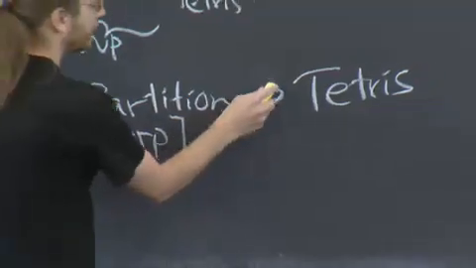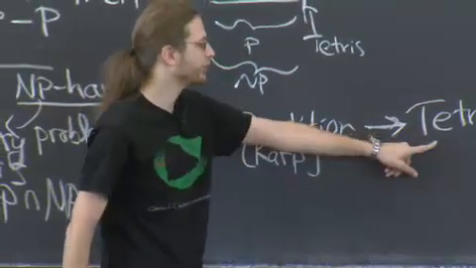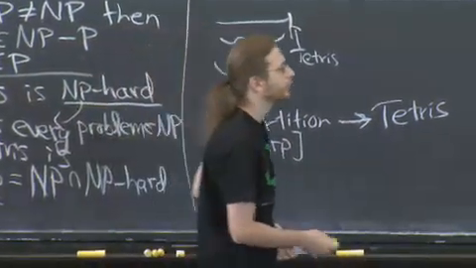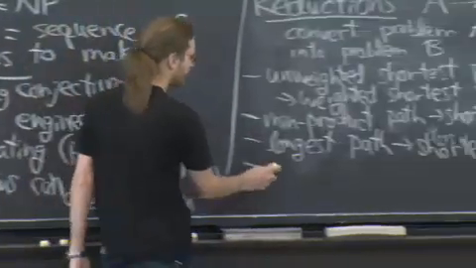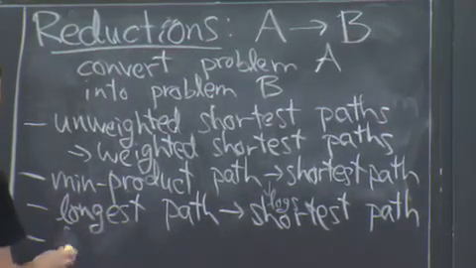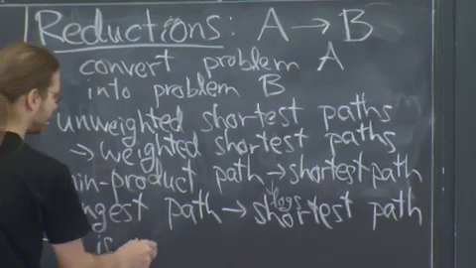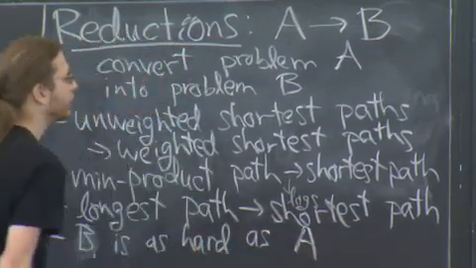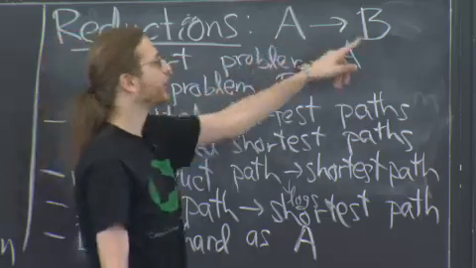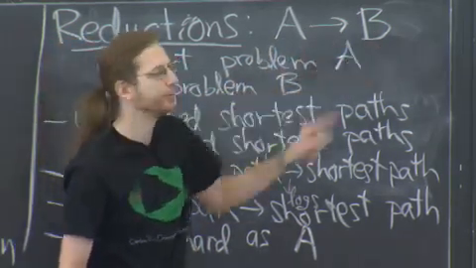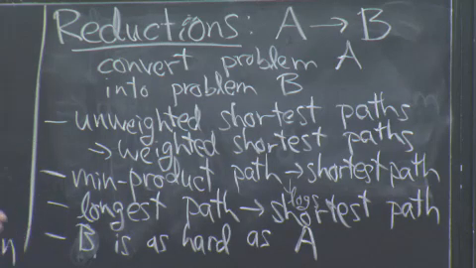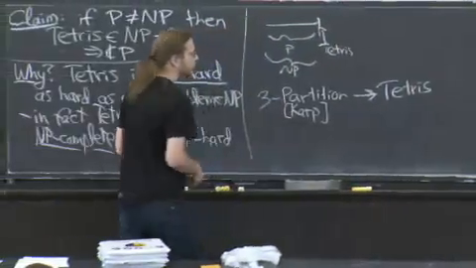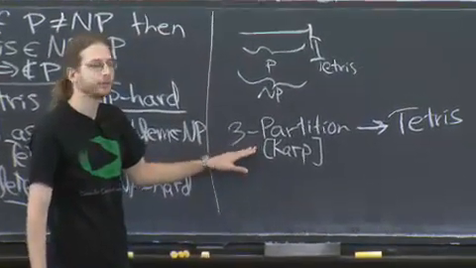All I need to focus on is showing that Tetris is harder than 3-partition. This is what I mean by harder. Harder means, so when I can reduce A to B, we say that B is at least as hard as A. Why is that? Because I can solve A by solving B. I just apply this reduction and then solve B. So if I had some good way to solve B, it would turn into a good way to solve A. Now, 3-partition, which is A here, we're pretty sure there's no good algorithm for solving this. Pretty sure it's not in P.